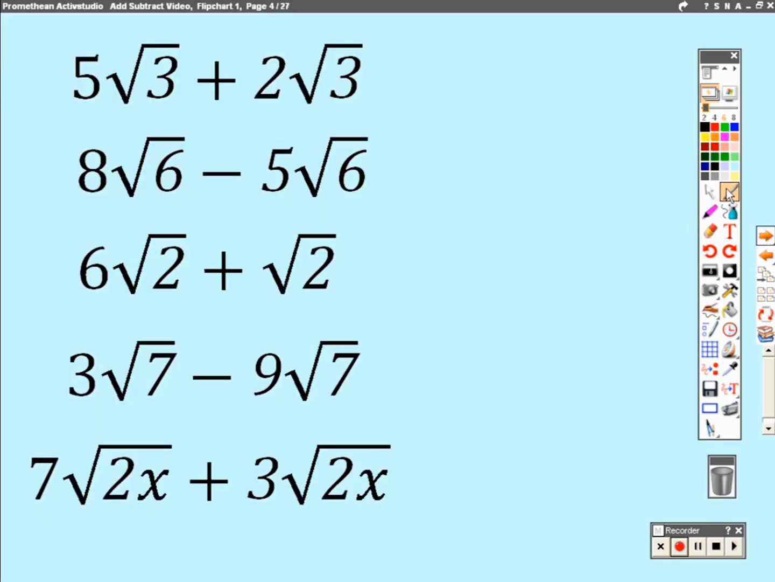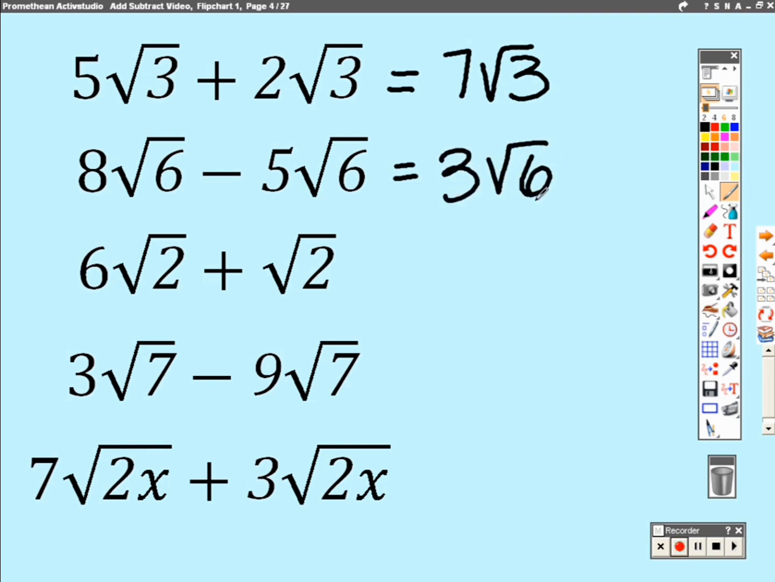So now, let's look at a couple of questions that are going to seem so easy. 5 radical 3 plus 2 radical 3, you guessed it, is 7 radical 3. 8 radical 6 minus 5 radical 6 leaves me with 3 radical 6. 6 radical 2 plus radical 2. Now don't go switching those 2's to 4's. This isn't multiplying. That was a different video. 6 radical 2 plus radical 2 means we have 7 radical 2's.